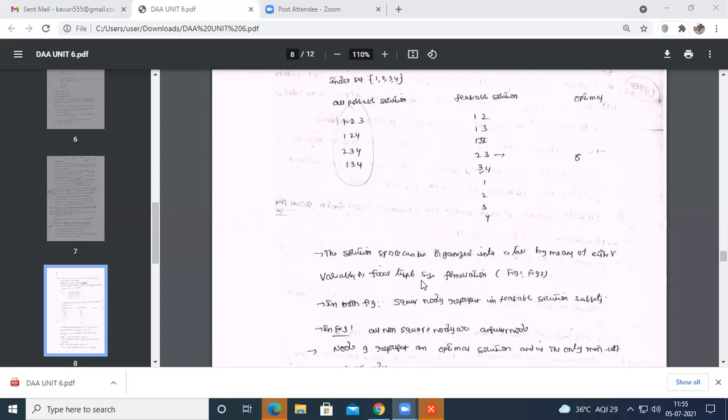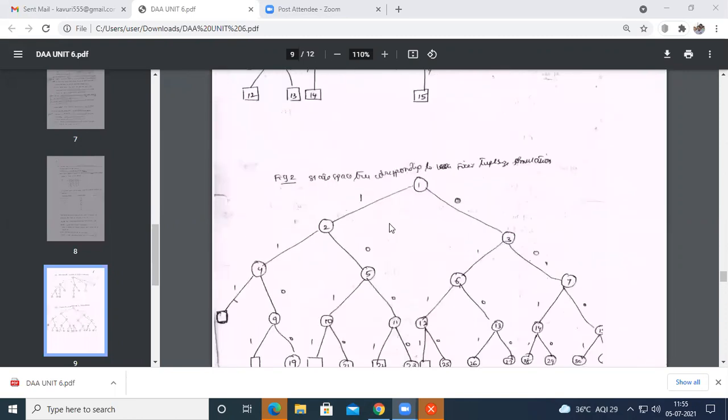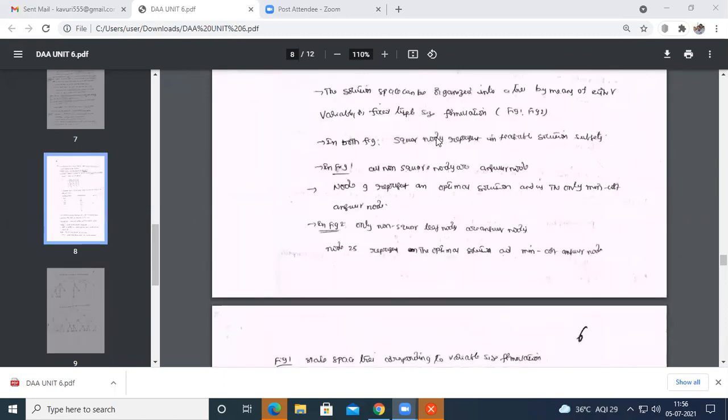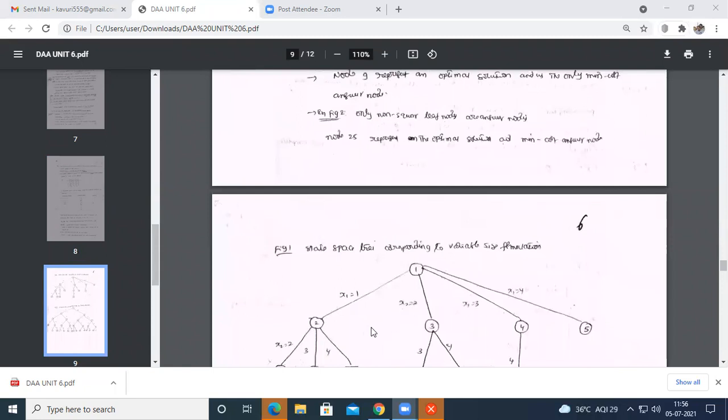We already discussed this in the greedy method, job sequencing with deadline. The fixed number of tuples and variable number of tuples representation was already explained in the fifth unit. That is, the solution is represented by fixed number of tuples and variable number of tuples. Here, in the first one, the solution is represented by a variable number of tuples.